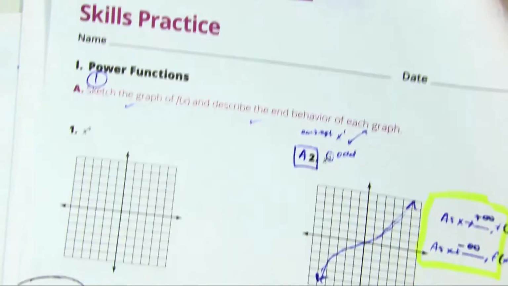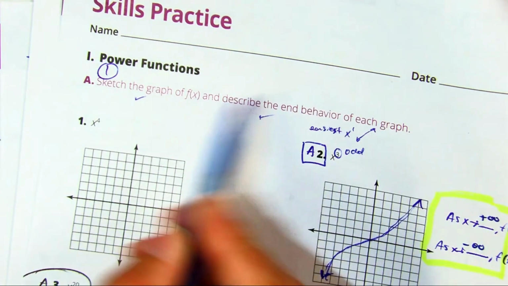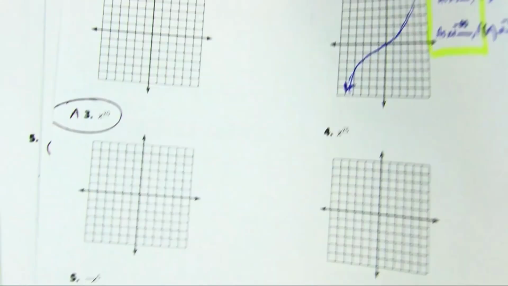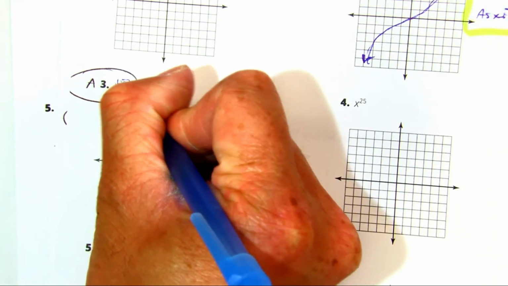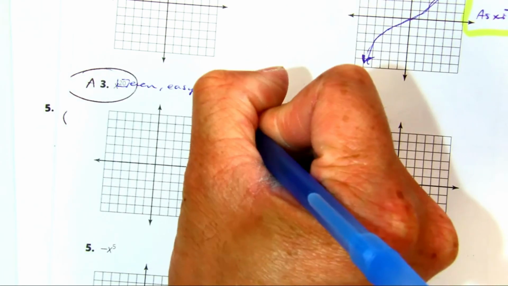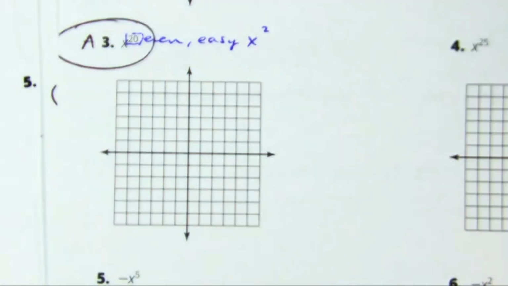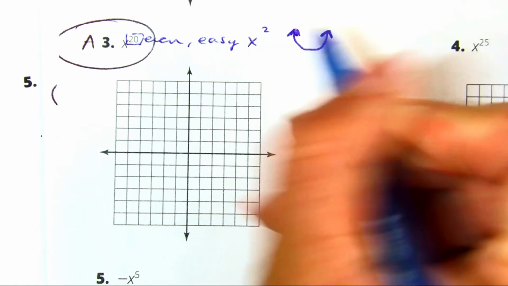For A3, it tells you to sketch the graph of f of x and describe the end behavior of the graph. So sketch and describe. Question number 3, I recognize that 20 is an even or odd? Even. And the easiest even you know is x to the second power. What does that look like? It looks like a parabola. What's important is that the arrows start up, ends up.